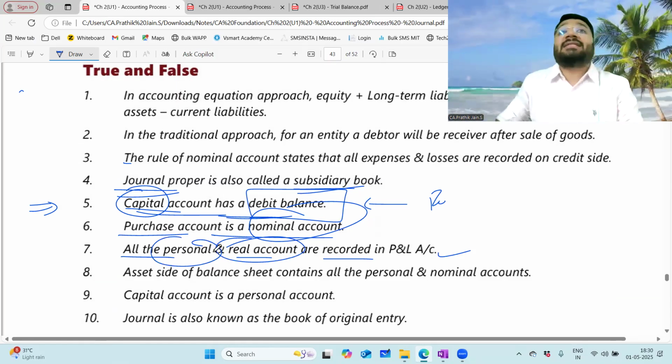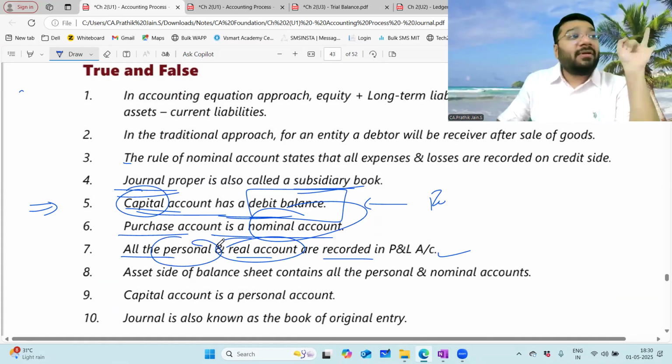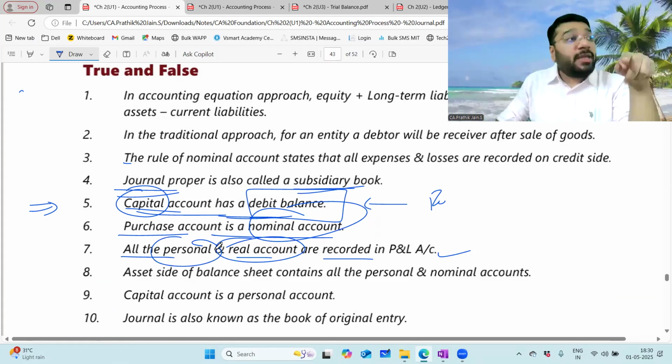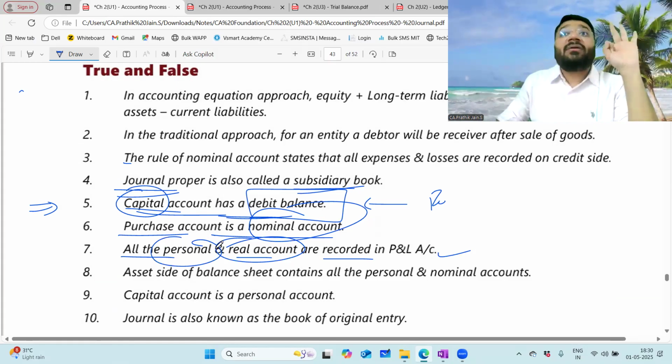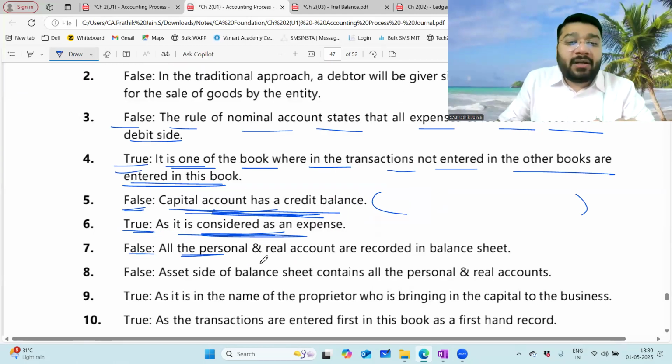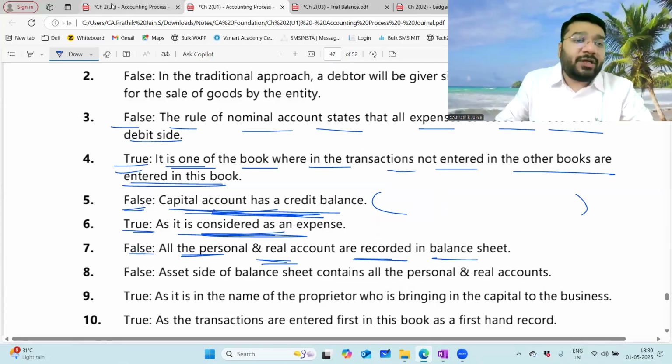All assets are real except bank, debtor, bills receivable, prepaid expenses, accrued income. If these are excluded from real account, it is included where? In personal account. So all of these will travel to your balance sheet. False, all personal and real accounts will be recorded in the balance sheet.